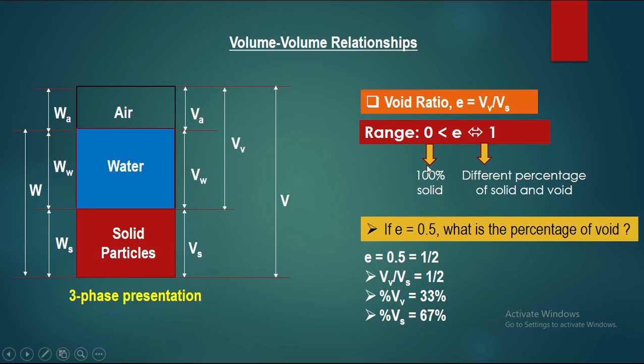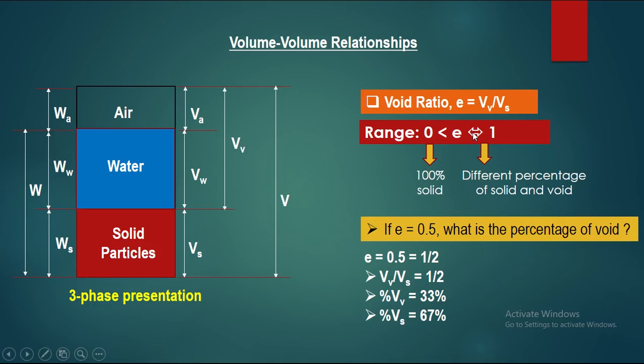And the range: it cannot be equal to 0, because if it is equal to 0, it means it is 100% solid. No such soil mass exists on Earth. And the maximum ratio can be anything. I mean, the upper limit can be less than 1, it can be equal to 1, and it can even be greater than 1. It depends on the presence of different percentages of solid and void.